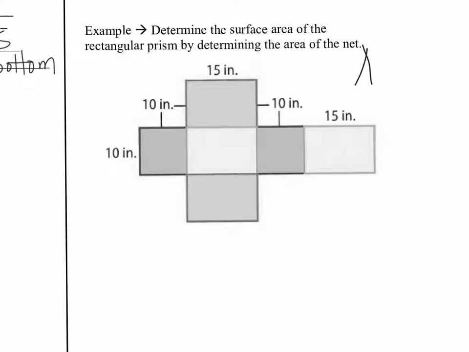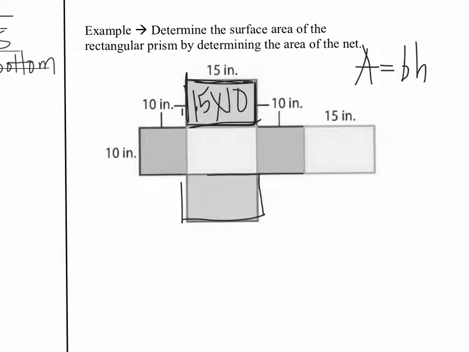A equals base times height. So if you know the base and height of each of those, that's what we're going to put on the inside of each one. Here's your base and your height. So that would be 15 times 10. Drop down to the bottom, because the one we just did was the back. And this would be the front. That's also 15 times 10.